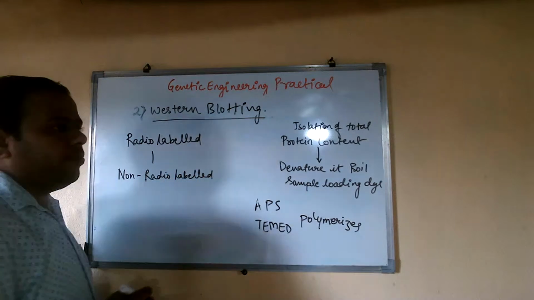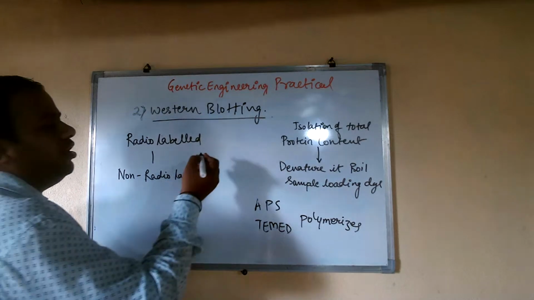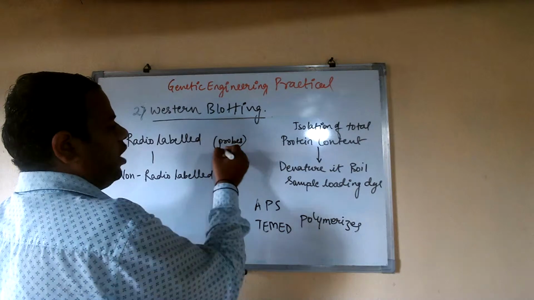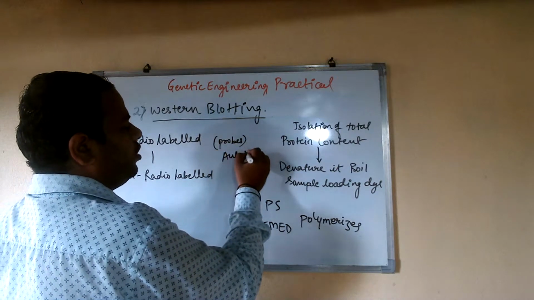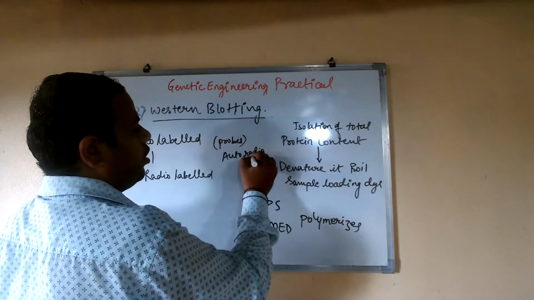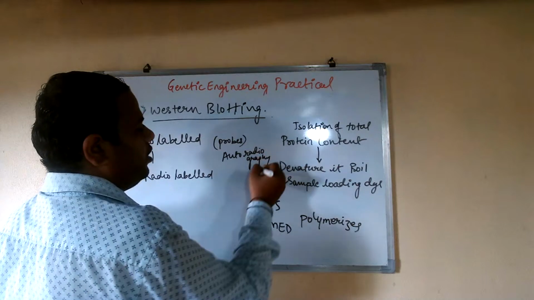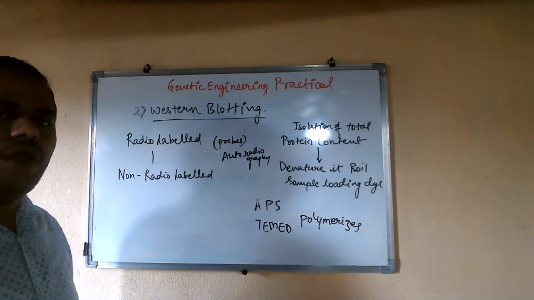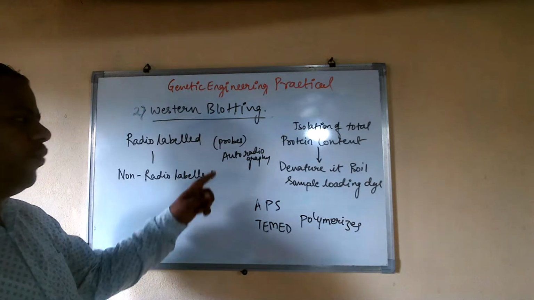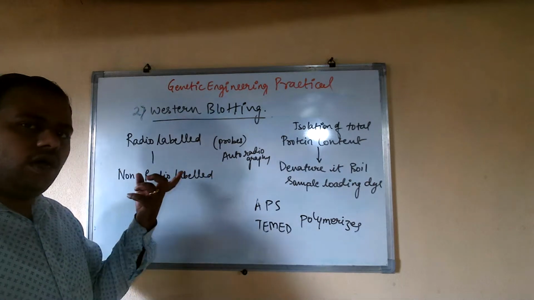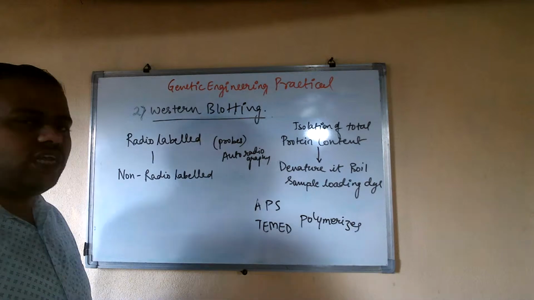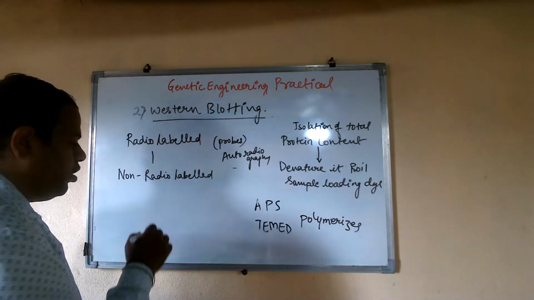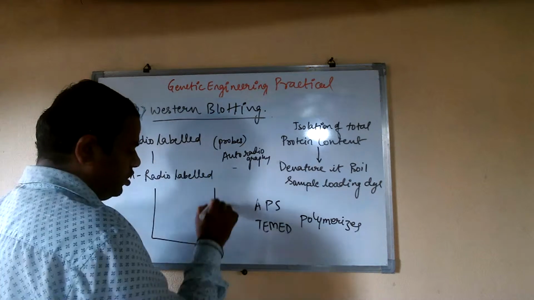Okay, so in radio labeled detection, what is done here? We are using radio labeled probes, and then after that autoradiography is done. So the probe binds to a specific protein of those separated proteins on the SDS page gel. Now, when the probe has bound to the specific proteins in that SDS page gel, then you are going for autoradiography.